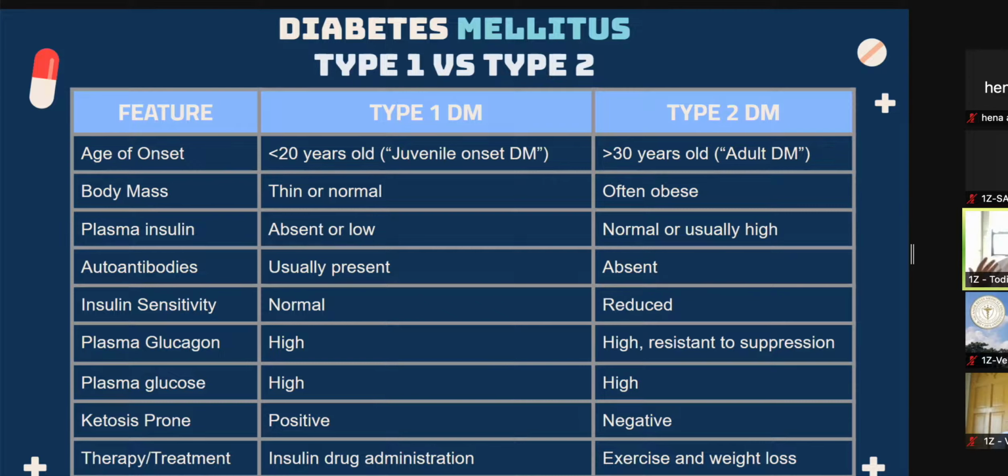So plasma glucose, both din na high. Syempre, diabetes siya. And then sa type 1 naman, it is more ketosis prone. As for the therapy and treatment, sa type 1 natin, usually ang recommended is insulin drug administration. While in type 2, since adult onset siya, usually lifestyle changes such as exercise and weight loss.